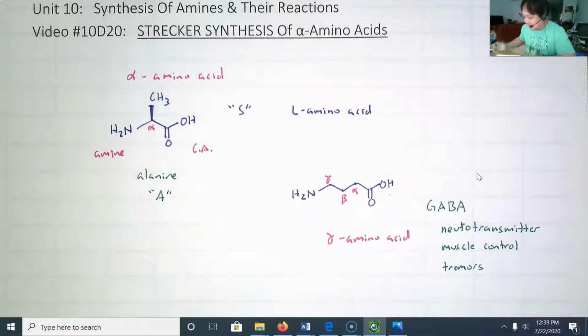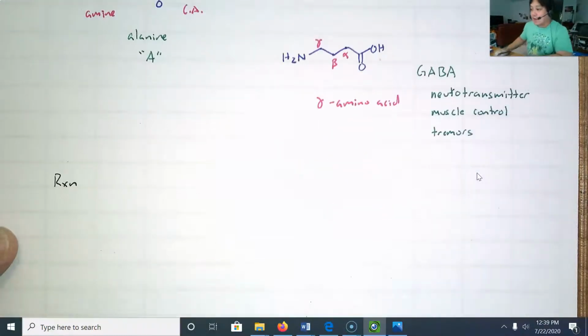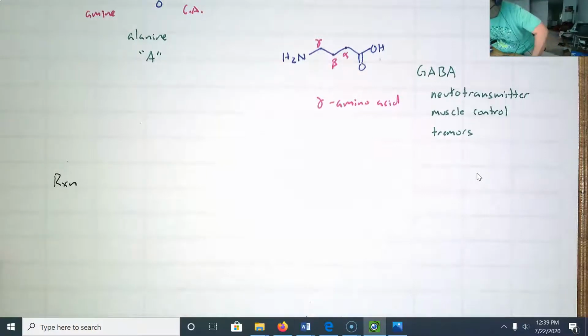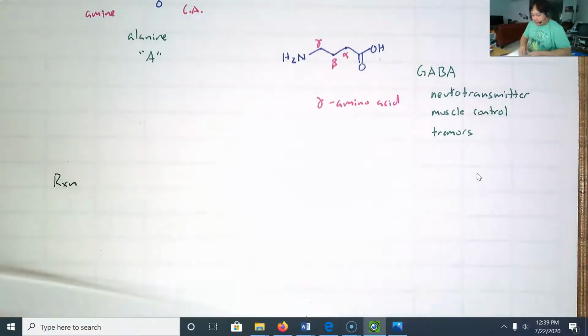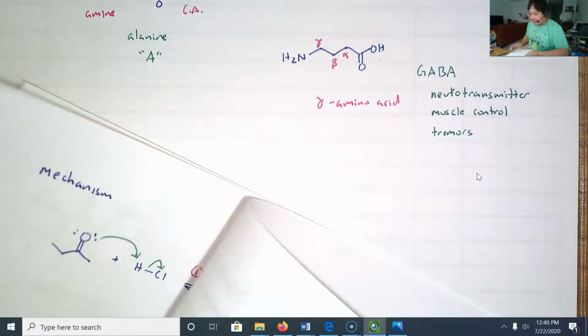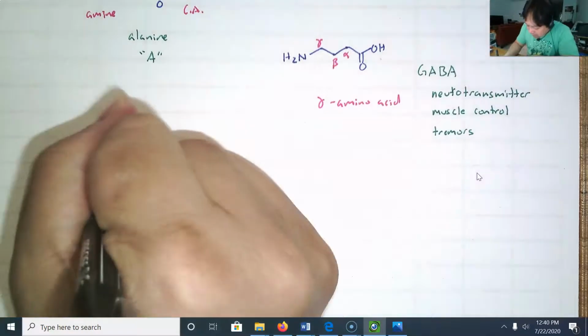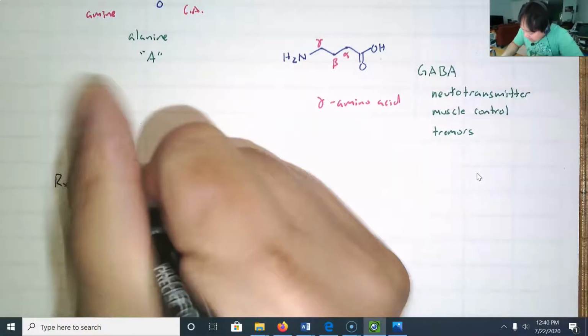Well, I don't want him to be a chemist when he grows up. Anyway, Strecker synthesis. This is reaction, I don't know what reaction this is. We had Gabriel synthesis before. Let me just double check my old notes. We ended off with reaction D. So this is reaction E, 10E, Strecker synthesis.